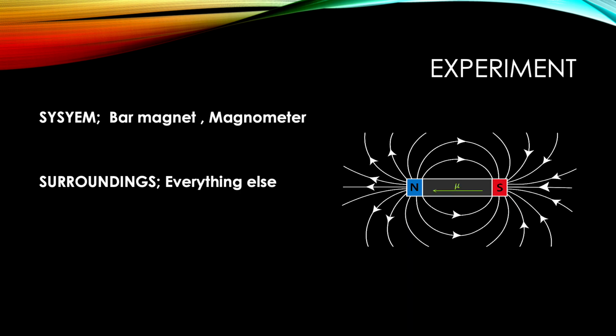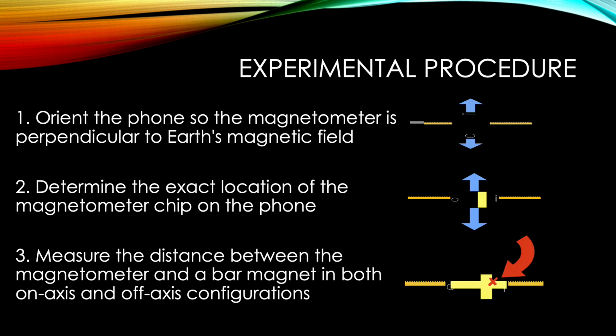In the experiment, the system was the bar magnet and the magnetometer. The surroundings were everything else. The experimental procedure first included orienting the phone so that the magnetometer is perpendicular to Earth's magnetic field, as shown. The second was to determine the exact location of the magnetometer chip on the phone. And the third was to measure the distance between the magnetometer and the bar magnet in both on-axis and off-axis configurations.